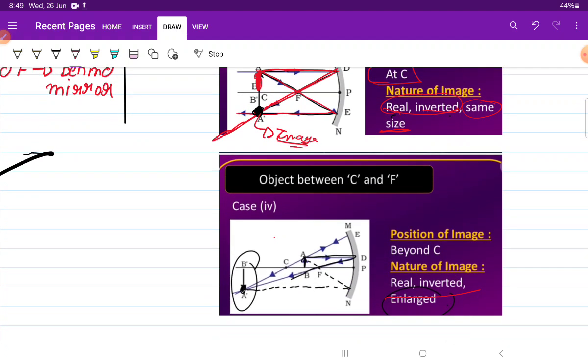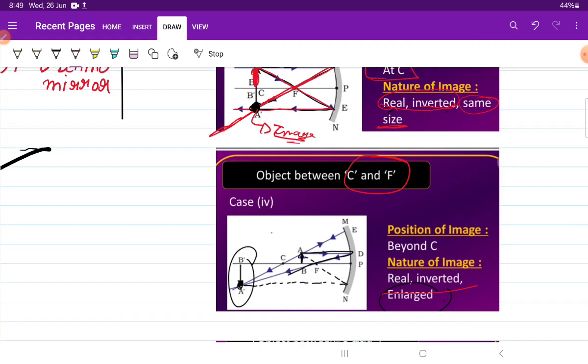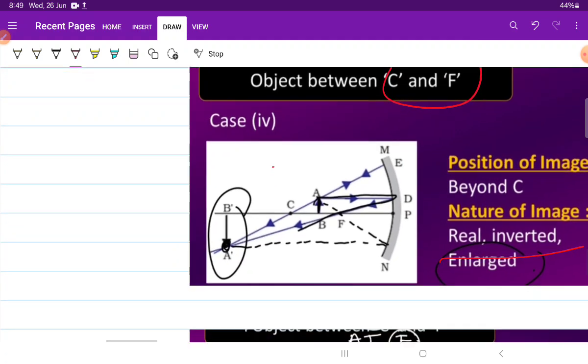Now let's start with the fourth case, where we are putting the object between C and F. In the previous case we put it at C. Now let's put it between C and F. The first ray will always be parallel to the principal axis and pass through the focus only. Remember students, the first ray will always pass through the focus and be parallel to the principal axis.